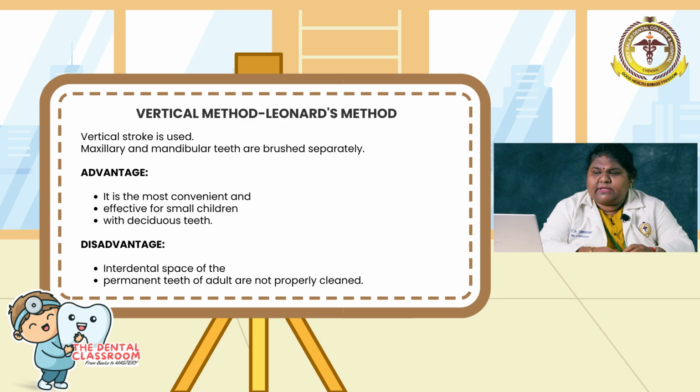Next is the vertical method, which is Leonard's method. The vertical stroke is used. Maxillary and mandibular teeth are brushed separately. Advantages: it is the most convenient and effective for small children with deciduous teeth. The disadvantages are that the interdental spaces of the permanent teeth of adults are not properly cleaned with this.